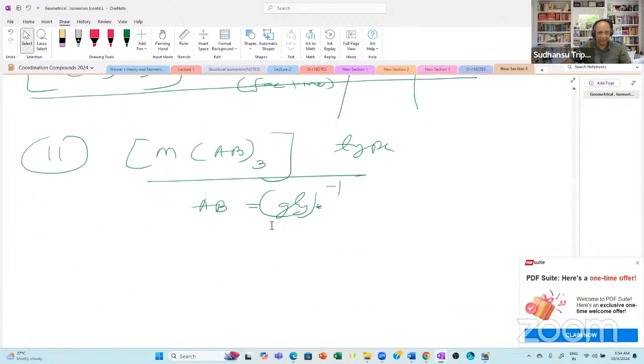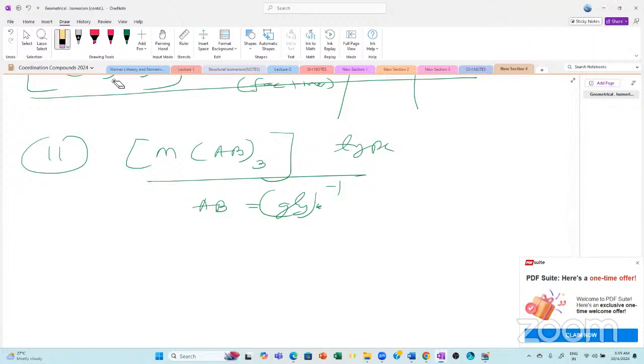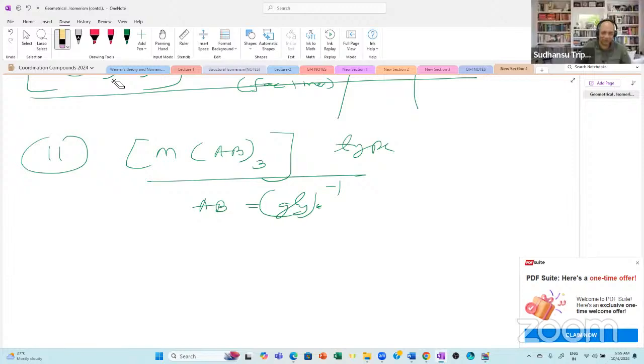I will give this as a task without wasting more time here to struggle our brain. We go to the M(AB)3 type. And what is capital AB? A bidentate ligand having different donor atoms, like glycinato. Now, this also has 2 geometrical isomers, fac and mer, and each exists as a DL pair.